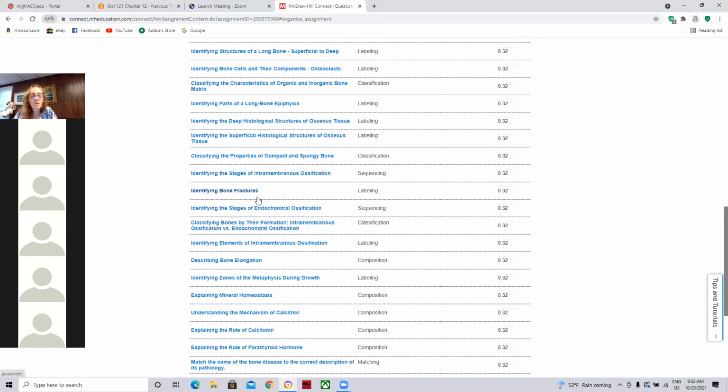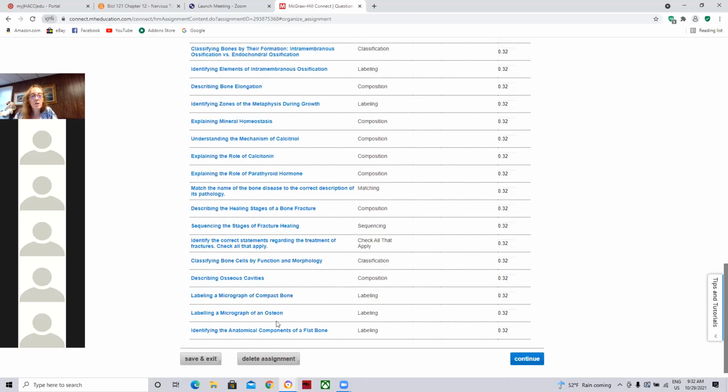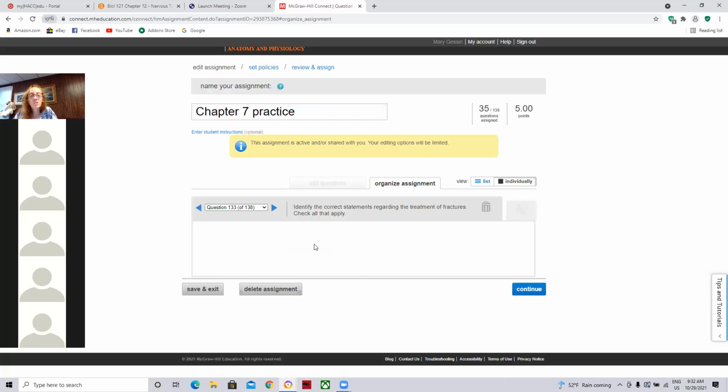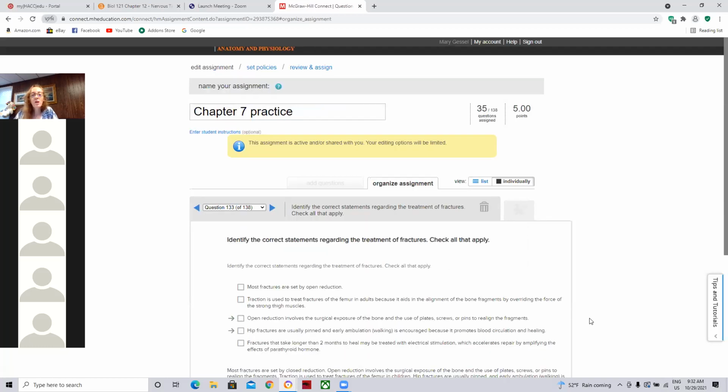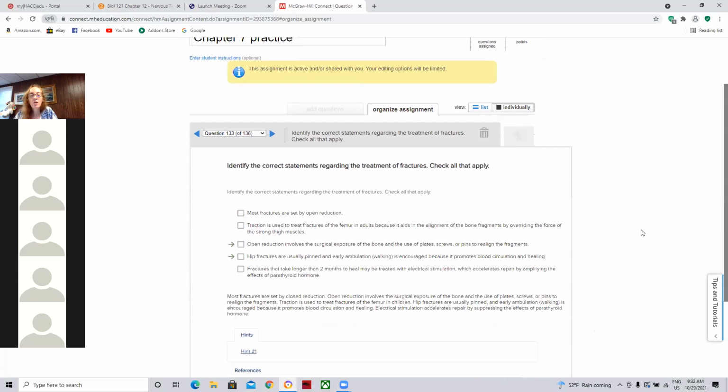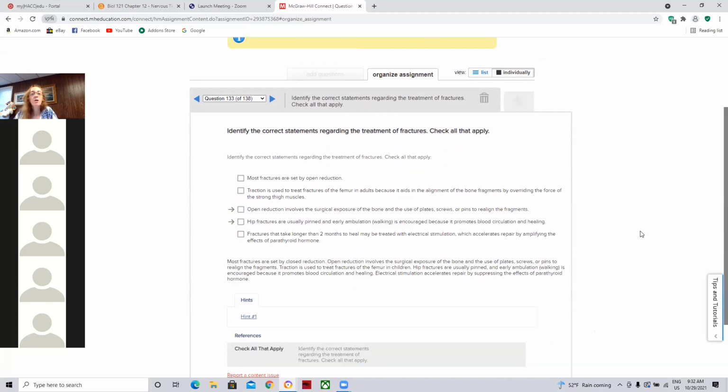Wasn't that one? Okay, it's this one. Yes, okay, that's it. So I selected, let's see, open reduction involves the surgical exposure of the bone and use of plate screw. So that one, so third, fourth, and the fifth, yeah, third, fourth, and fifth one.